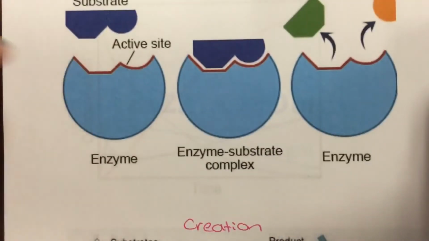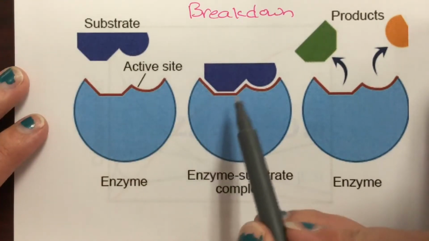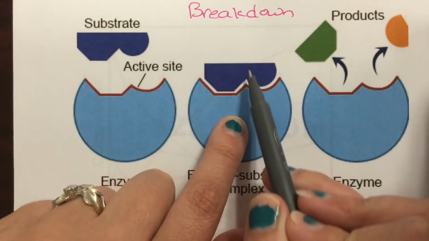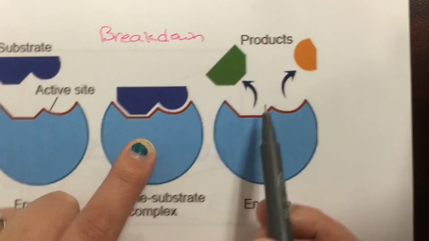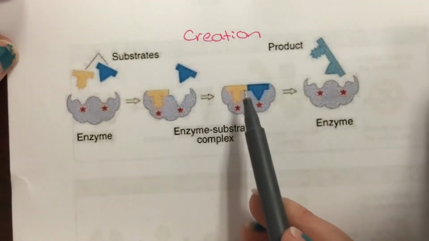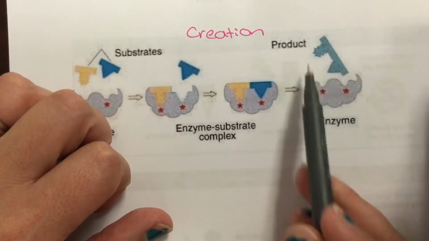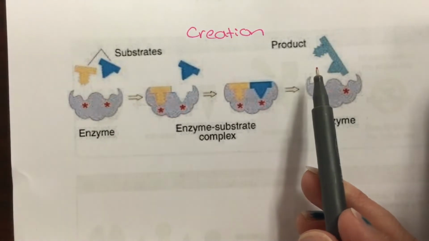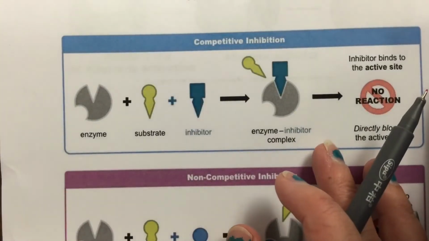Either way though, what they're doing is, with that induced fit model, the enzyme is putting some kind of stress on this bond here. And so it's allowing it to break apart. Or in this case, it's putting these molecules so close together that they have nothing else to do but create this product. So it lowers that activation energy, whether you're breaking something down or you're creating it.